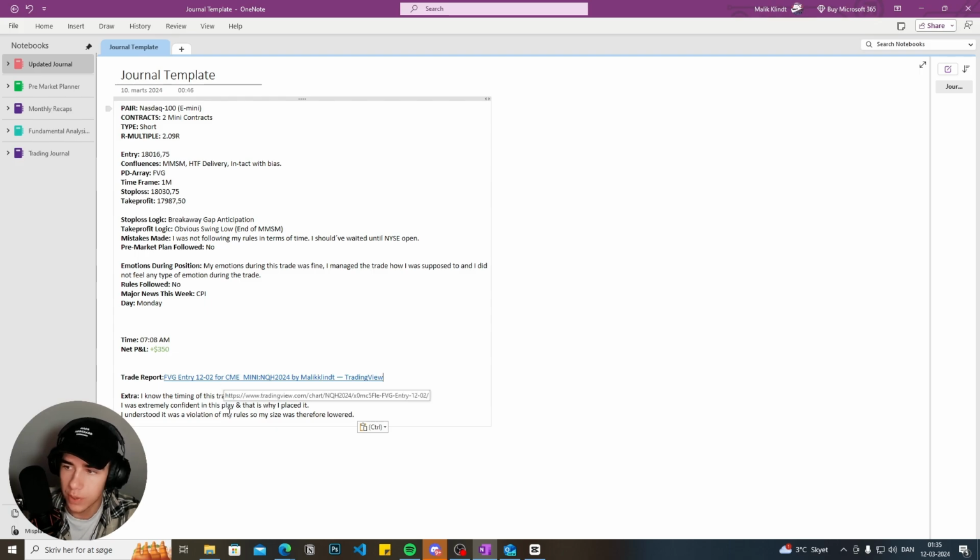Some people like to just put screenshots of their trades. I personally don't. I think it just looks messy and it fills up way too much. So this is what I do. You could do whatever you want. But yeah, that is basically what I do when I journal my trades. This is exactly what I do, okay?